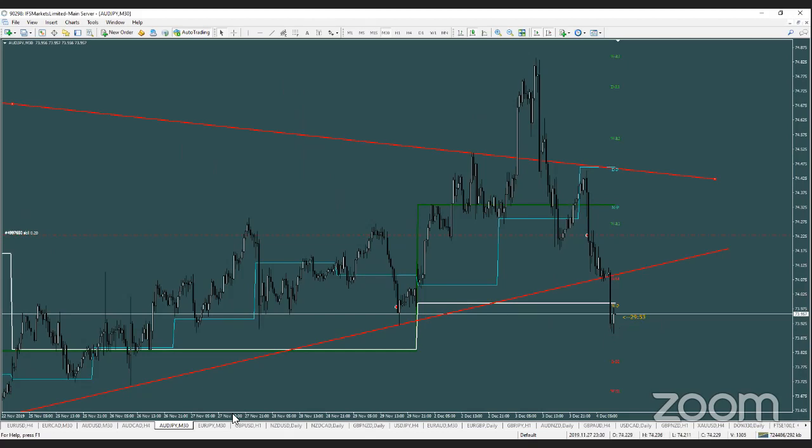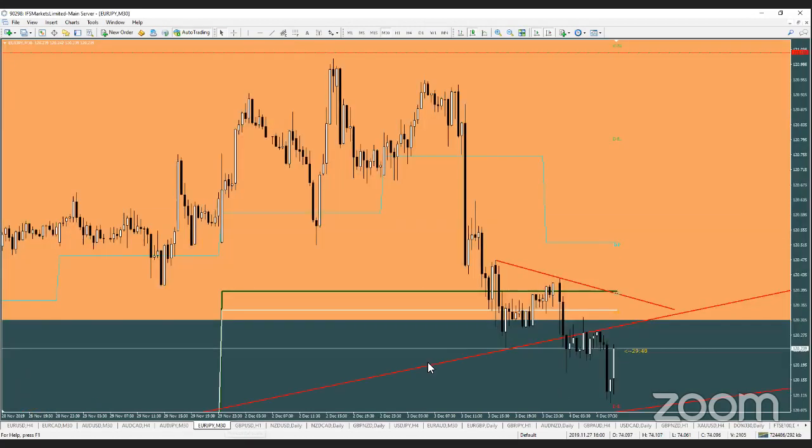So nothing to do here on Aussie yen, and as I say, if it comes back above that trend line or trade line, then there's something to think about, but not just now. Euro yen.